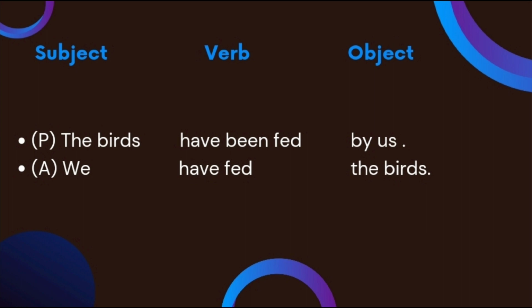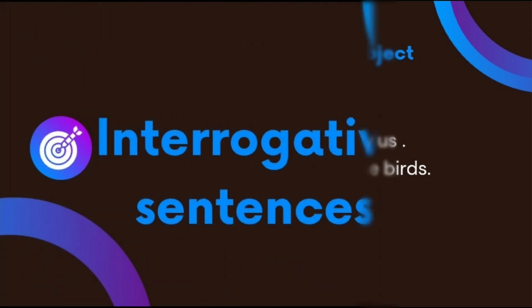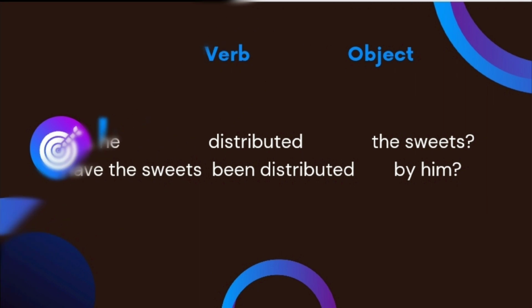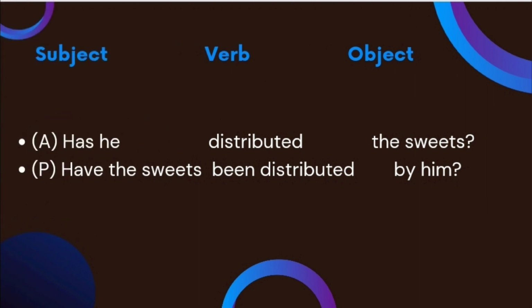So we have fed the birds. Already given in the place of subject, that will come at the end, the birds. So the answer reads, we have fed the birds. The next part deals with interrogative sentences. The sentence given might be an interrogative sentence, but don't get frightened. Find out the subject and object.